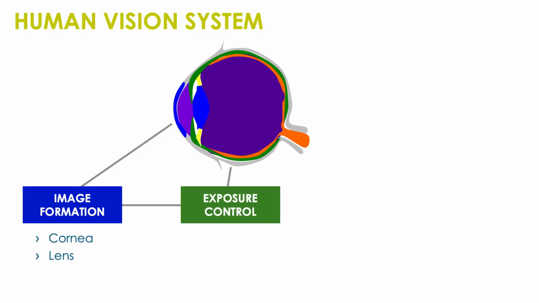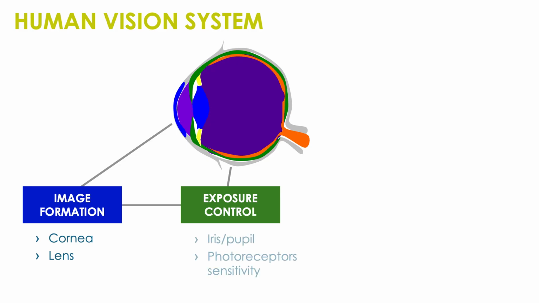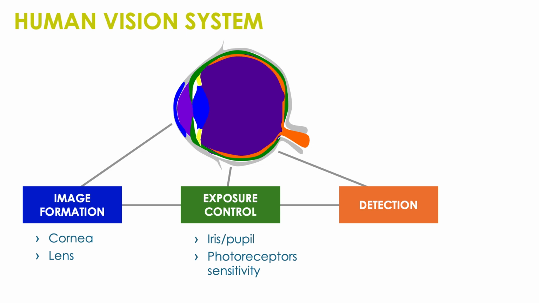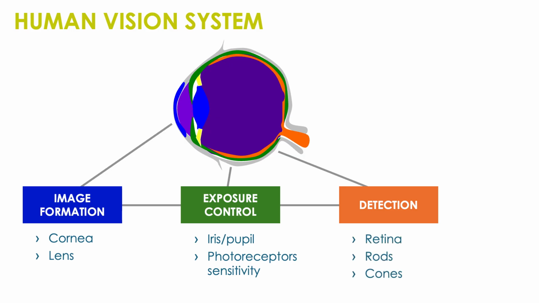And then now move to the second stage, the exposure control. In this phase, the vision system adapts in order to tune the right amount of light for the best image detection. Iris, pupil, and photoreceptors are involved in this stage. The third and last stage is the detection. At this stage, the image is composed and its characteristics, like the color and the brightness, are detected. Retina, rods, and cones are involved in this process.